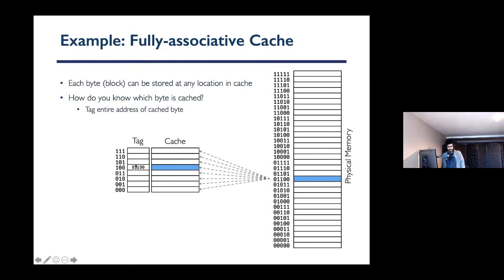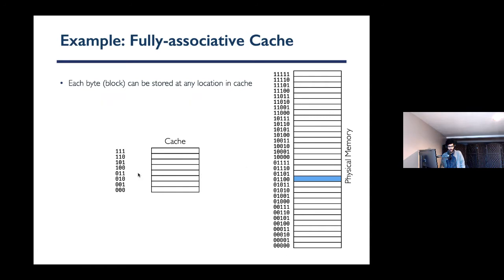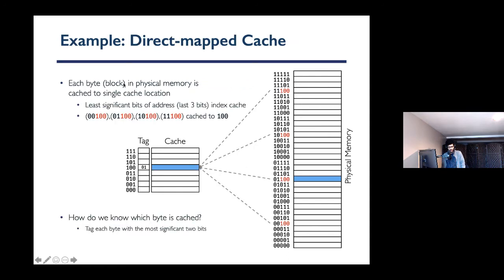So if we found the tag, it's a hit, we can use the data. If we don't find the address in our tag, that means that it's a miss, and we have to go to the memory to fetch the data. Very similar to direct map cache in previous slide. Here we have a smaller portion of address. We use a smaller portion of address as tag.